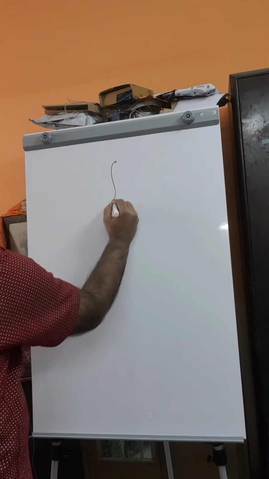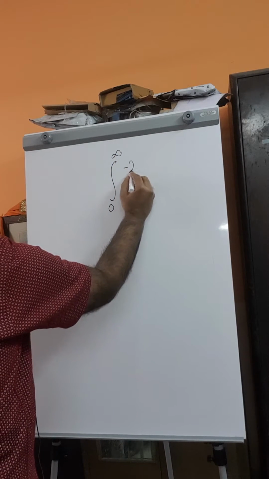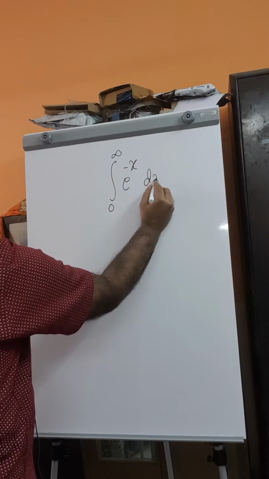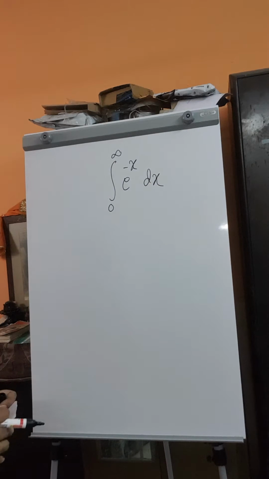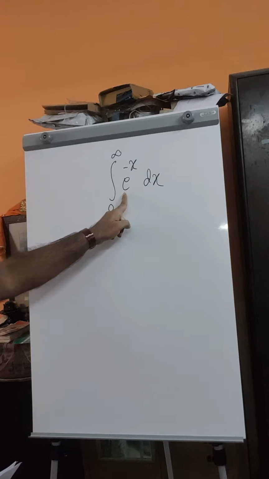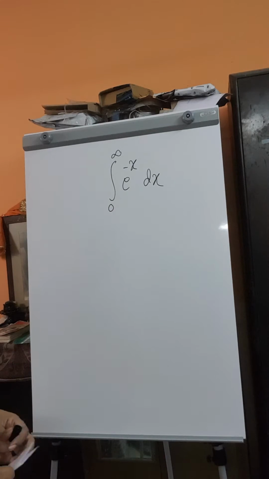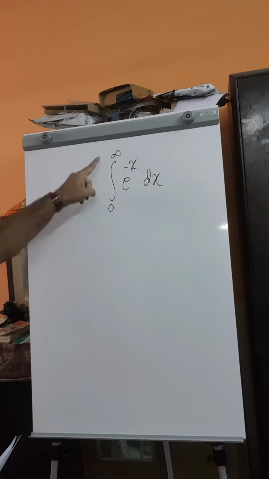So let us first consider a problem given by, say, integral 0 to infinity e to the power minus x dx. Let us consider this improper integral, integral 0 to infinity e to the power minus x dx. So as you can see, this is a type 1 improper integral. Why? Because the range of integration is infinite here.